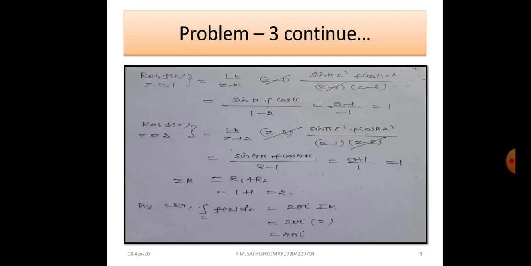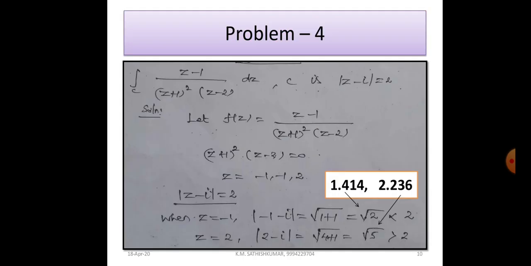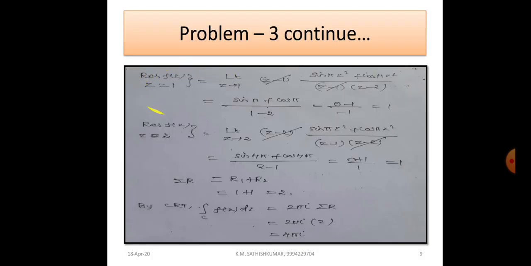The next problem uses the same logic, but the poles are different. The only difference is the pole. So please consider problem number 4: the integral over c of (z minus 1) divided by (z plus 1) whole square into (z minus 2) dz, where c is modulus of z minus I equal to 2. This is the circle equation, so we verify whether the poles lie inside or outside. Here the same logic applies, and the integrand is our f of z.